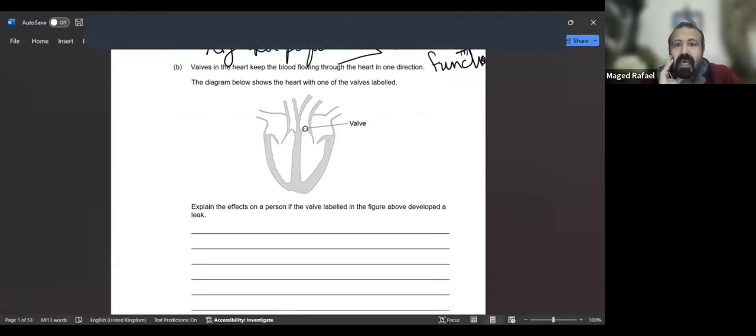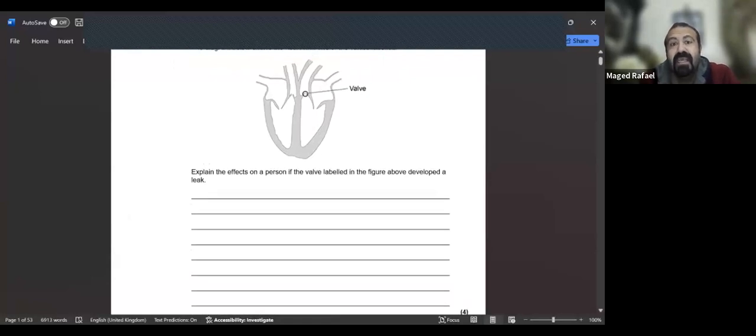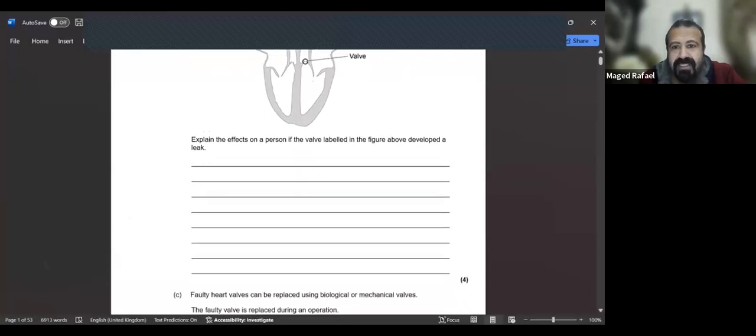Question B, valves in the heart keep the blood flowing through the heart in one direction. And the diagram below shows the heart with one of the valves labeled. Explain the effect, and it is 4 marks question. I will give you 2 minutes trying to answer this question. Explain the effect on a person if the valve labeled in the figure above developed a leak. If there is a leak in this valve, what will happen? And it is 4 marks question.